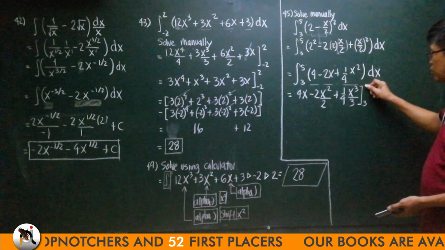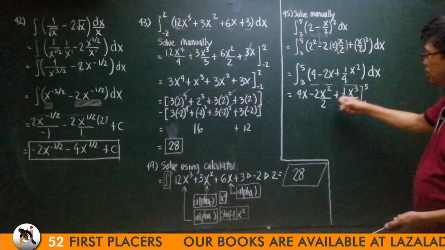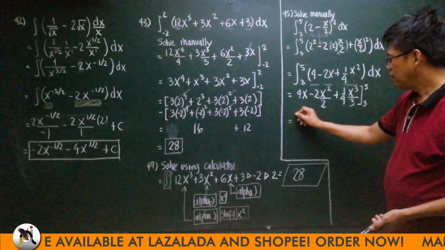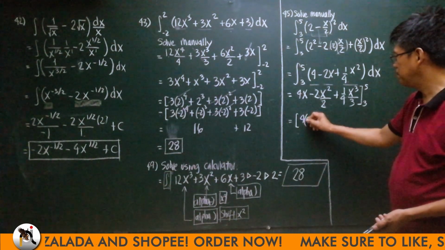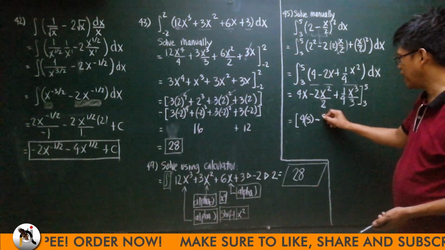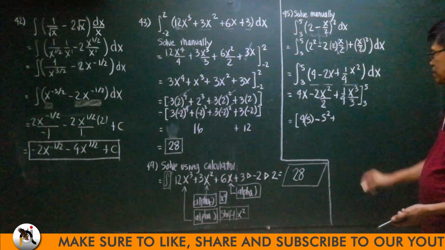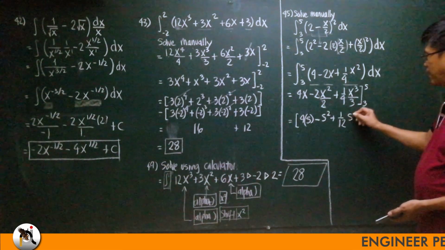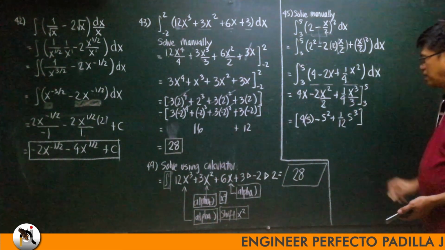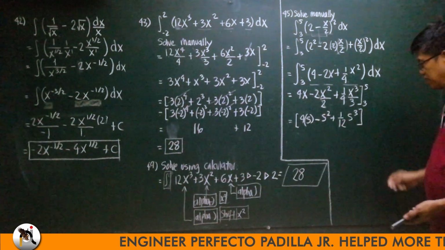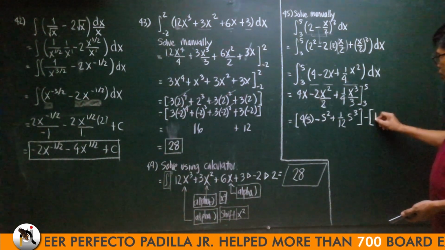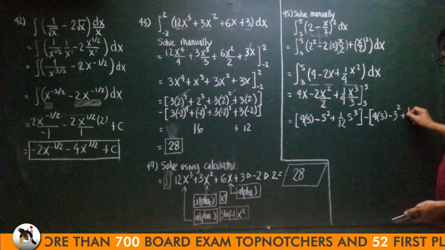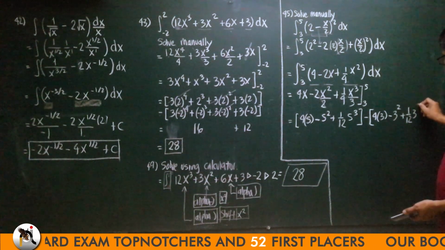So from 3 to 5, we substitute the upper limit for x. 2 cancels here. So this is going to be 4 times 5 minus 5 squared plus 1/12 times 5 cubed. Substitute the lower limit for x here. You have minus 4 times 3, which is 12, minus 3 squared plus 1/12 times 3 cubed.